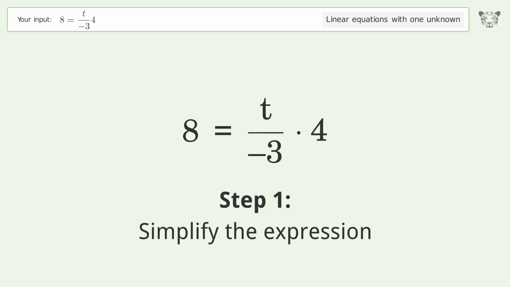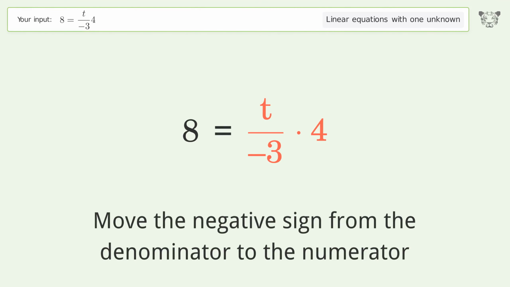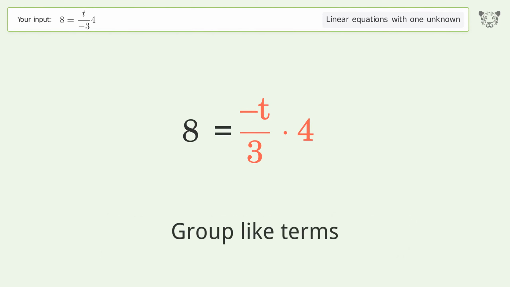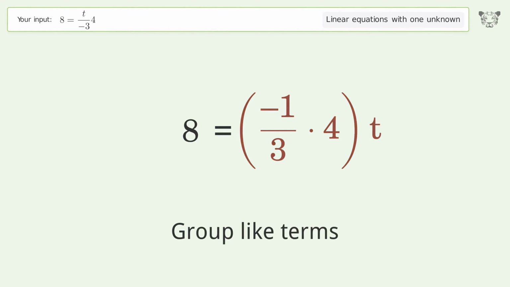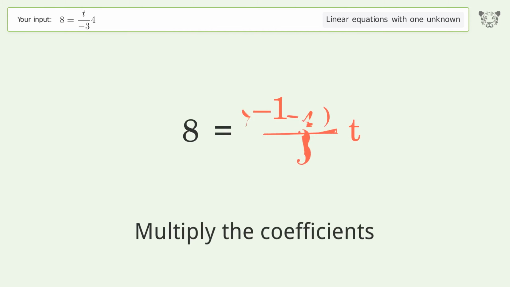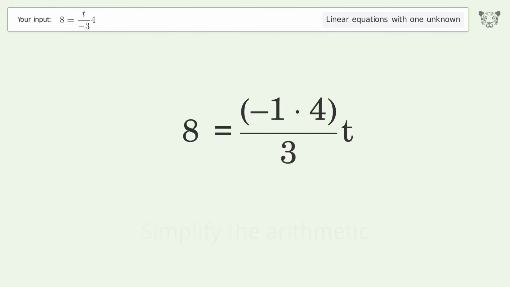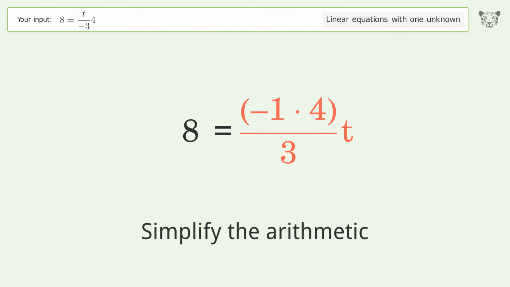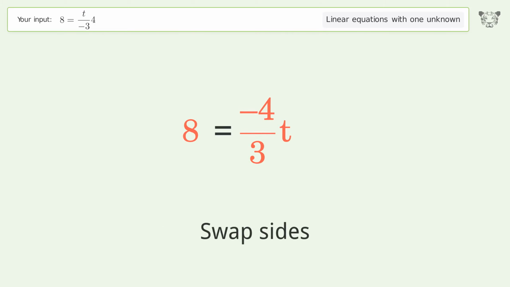Simplify the expression. Move the negative sign from the denominator to the numerator. Group like terms. Multiply the coefficients. Simplify the arithmetic. Swap sides.